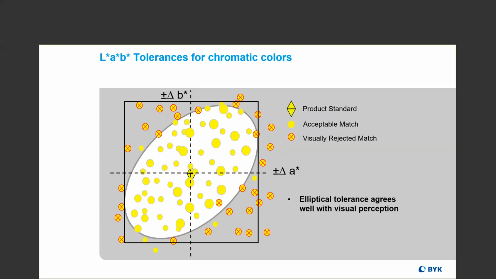Well, one thing we could do, we could always just make the tolerances smaller. So now I'm not accepting any visually unacceptable matches, save for that little outlier there. But I'm also rejecting a lot of visually acceptable matches. So when you reject matches instrumentally that actually look good visually, it's going to cost you money. You're going to reject product that is actually good, and it's going to cost you money. So neither of these things are very desirable. So what do we do?